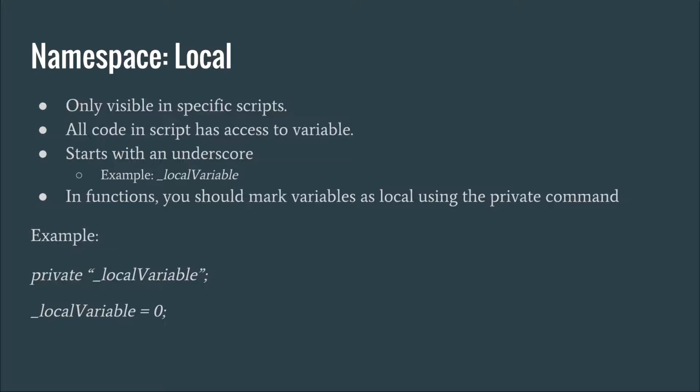When you're creating local variables within functions, you should mark variables as local using the private command. This is done by typing out the command private, and then within quotation marks, you would type underscore local variable, and then underneath that, or wherever you're initializing the actual variable, you would set its value.